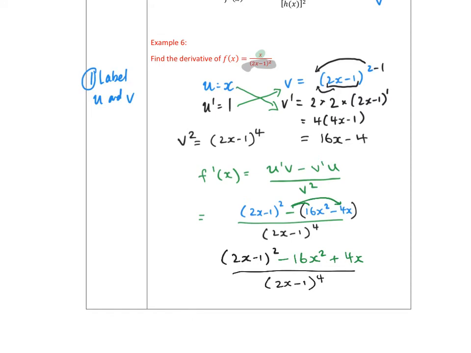Now it would be okay to leave our answer like this, although generally speaking we'd want to make sure that we could expand the top, and just to double check that there's no clear way of factorising that and perhaps simplifying our answer. So if we expand the first term here, we'll get 4x squared minus 4x plus 1. Then we've got the minus 16x squared plus 4x.